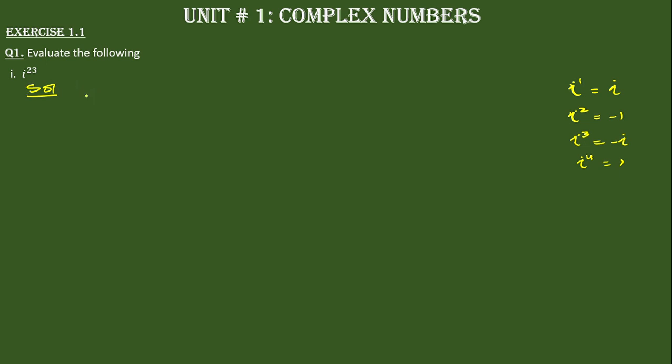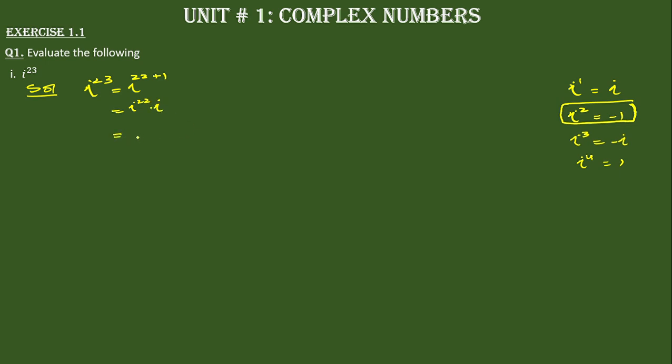So iota raised to power 23, here we can write like this. We know that iota square is equal to -1. So using this criteria we are going to associate any power of iota in the multiples of 2. So iota raised to power 23 can be associated in this way: 22 plus 1, and when powers are being added, this means two terms are in the product with same base. So iota raised to power 22 into iota, we can write it like this.